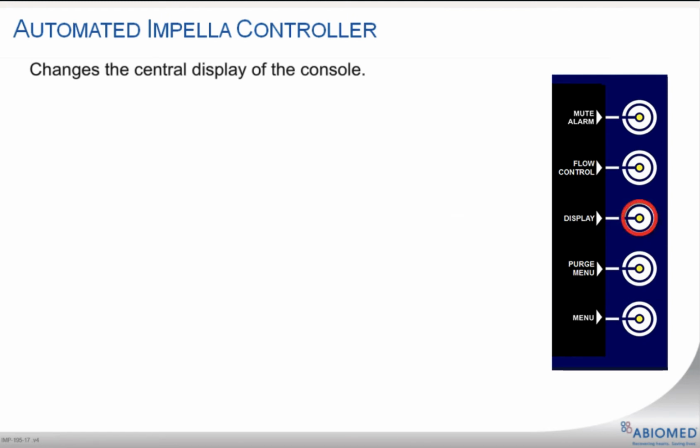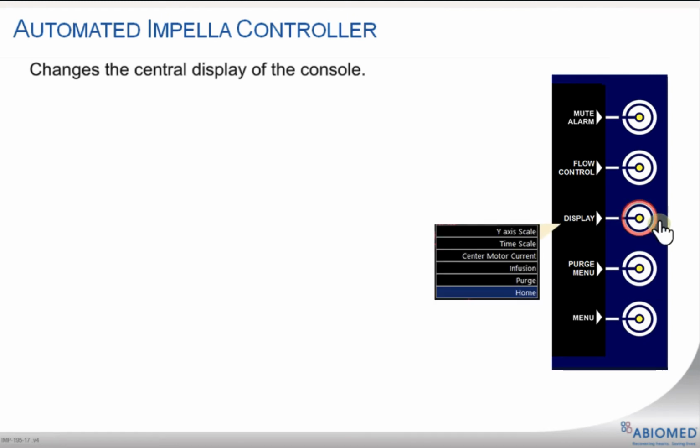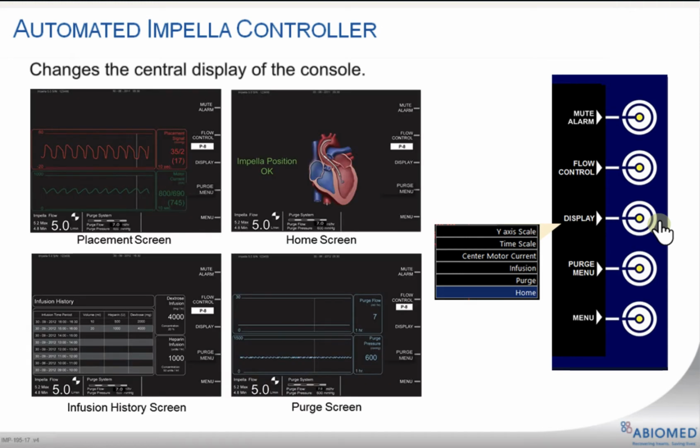When the display soft button is pressed, the option to toggle between 4 different screens is possible: placement, home, infusion history, and purge. The option to transfer to standard configuration is not available for the Impella 5.0 or Impella LD.